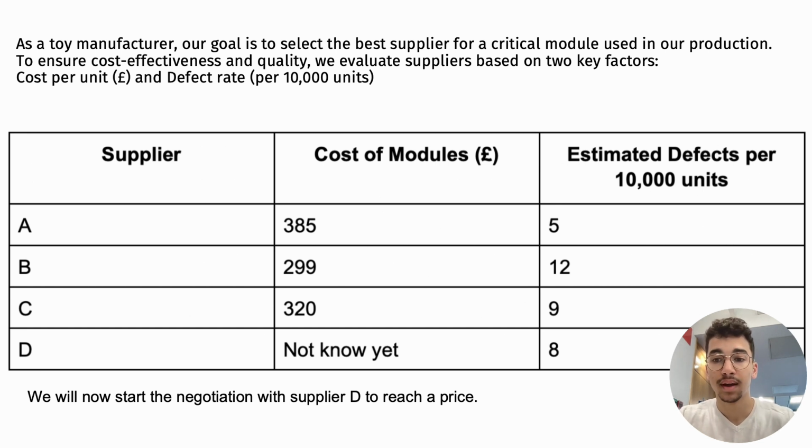However, there's a catch, because we don't know the cost per unit for supplier D, and that missing piece is crucial, because before we can make a final call, we need all the information we can have to be sure about what we decide to do. So now let's walk through our evaluation to determine which supplier offers the best balance between cost and quality.